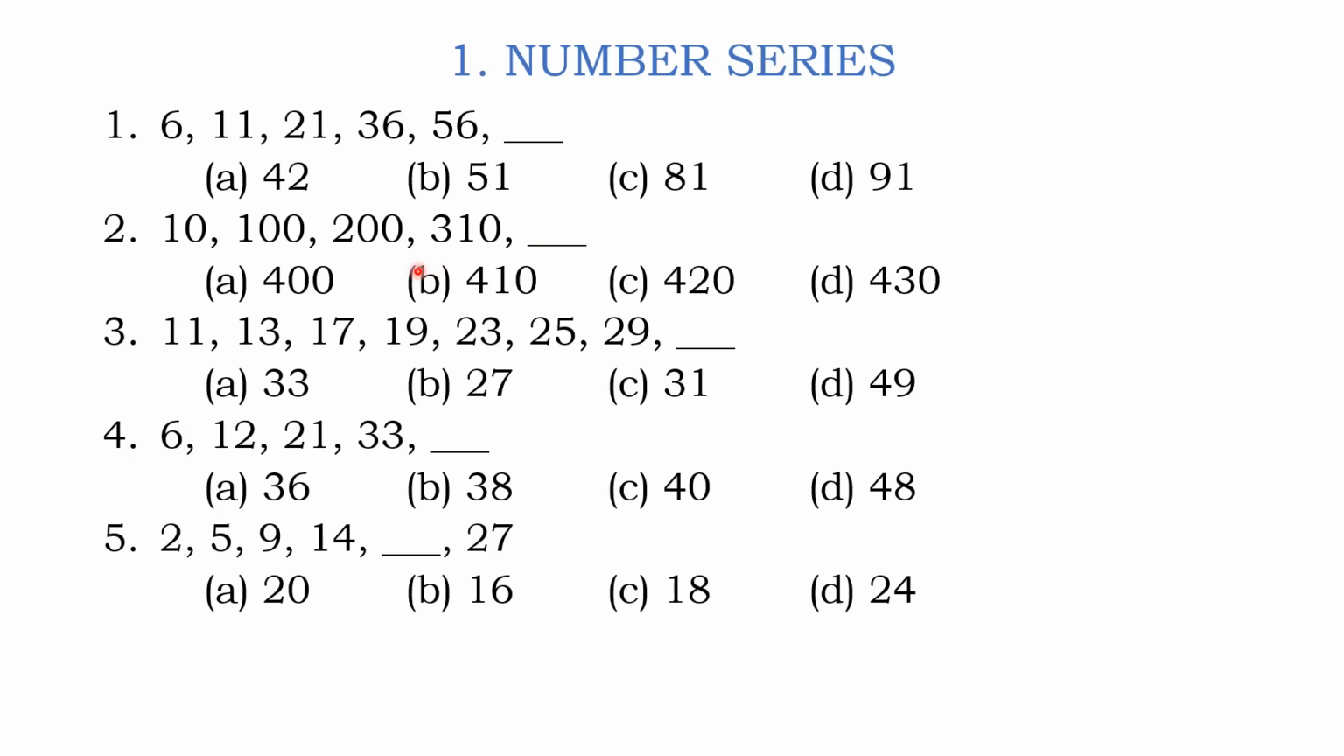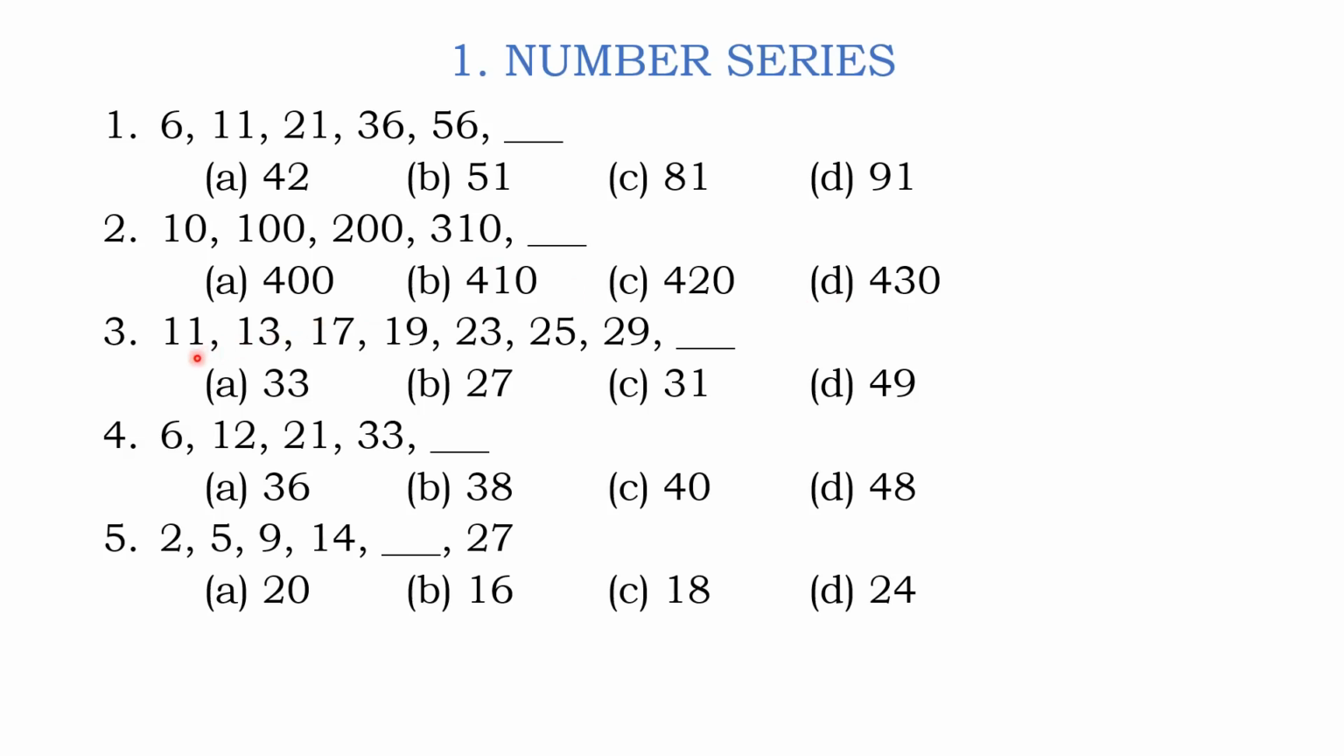Next, the second problem is 10, 100, 200, 310. Here the difference between 10 and 100 is 90, 100 and 200 is 100, 200 and 310 is 110. So the next difference should be 120. So 310 plus 120 is 430. So the answer is D.